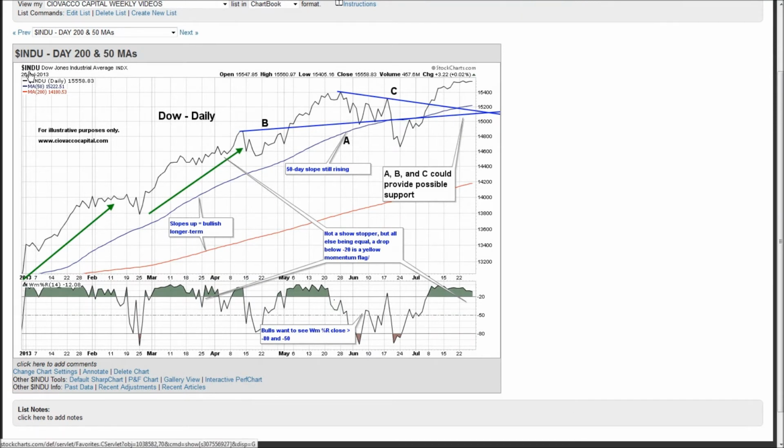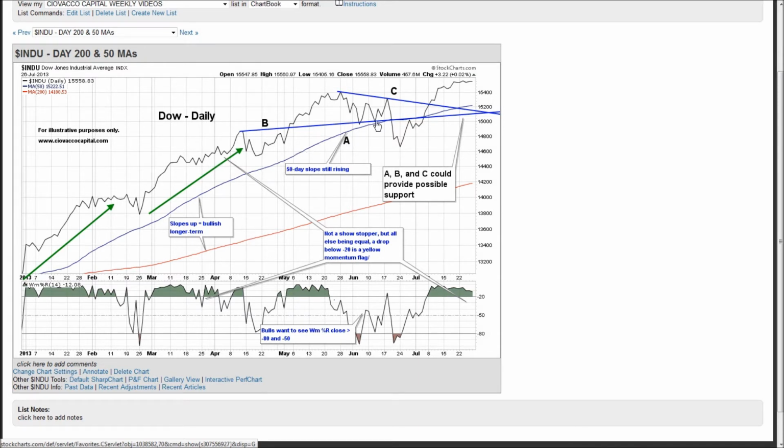This is now just the Dow daily, 50-day, 200-day. 50-day slope positive, price above, bullish. 200-day in red, slope positive, price above, bullish. If we get a Bernanke/Fed pullback, we have a Fed meeting next week, we potentially have support from three areas.